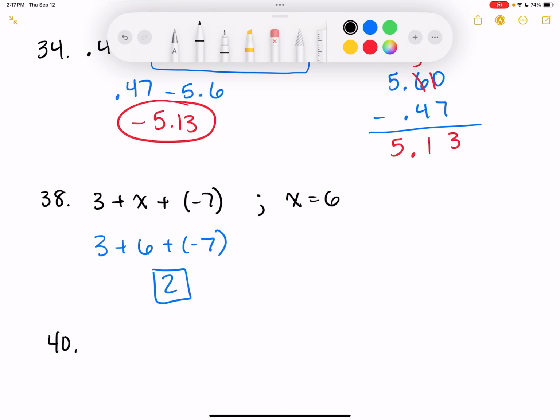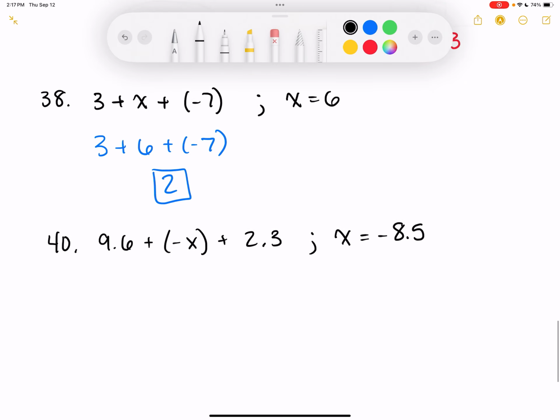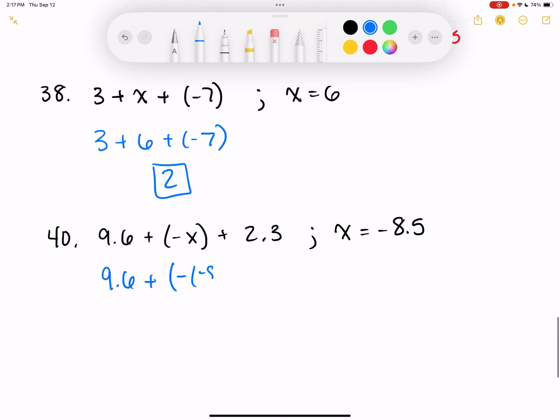40. 9.6 plus -x plus 2.3. And we're plugging in x equals -8.5. So I've got 9.6 plus, in parentheses, negative times a -8.5 plus 2.3. Now, why did I say this middle piece this way?